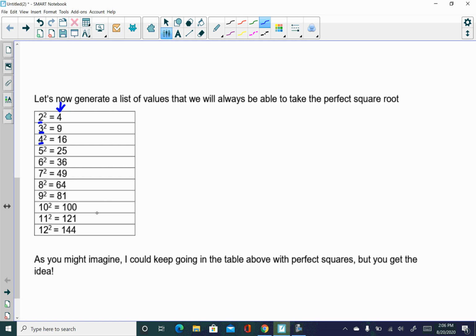So we're going to be utilizing this list and mainly these numbers over here on the right-hand side to reduce square roots that are not perfect.